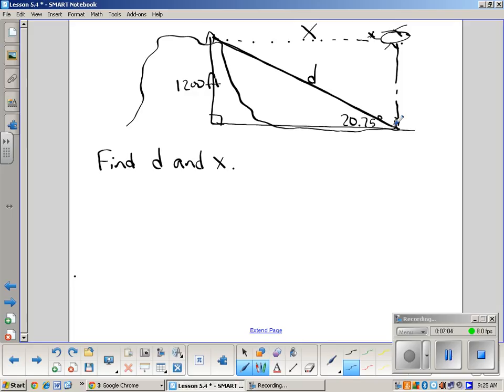All right? So how far away? So if we look at this bottom triangle to begin with, I can solve for D. D is the what? And 1,200 is opposite. Hypotenuse and opposite is sine. So what would I write? Sine of 20.75 equals 1,200 over D.